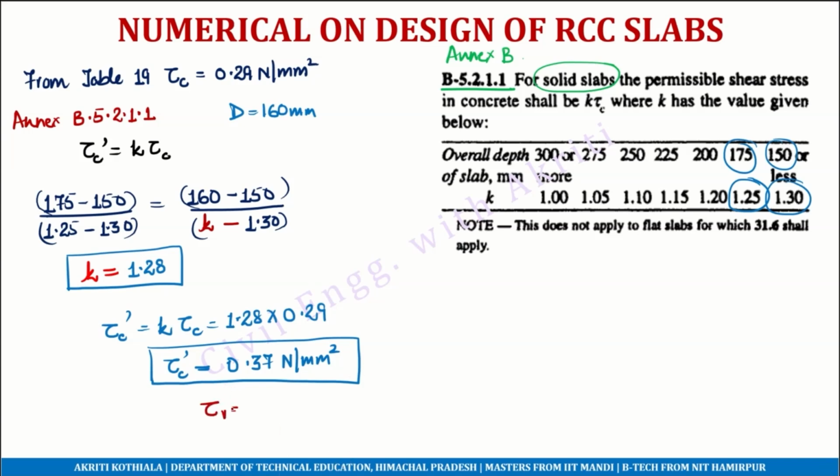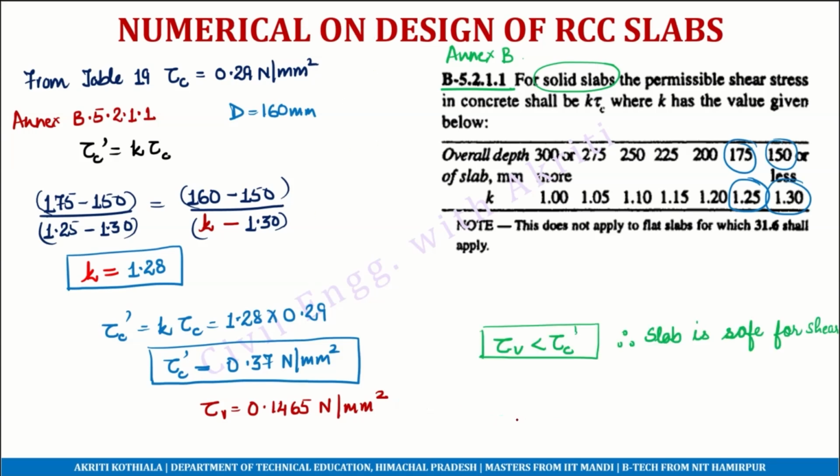Tau v we had calculated equal to 0.1465 Newton per mm square. So because of the load, the shear which the slab is going to experience is 0.1465 Newton per mm square, and the shear strength of concrete is 0.37 Newton per mm square. Hence, tau v is less than tau c dash. Therefore, the slab is safe for shear and no shear reinforcement is required.